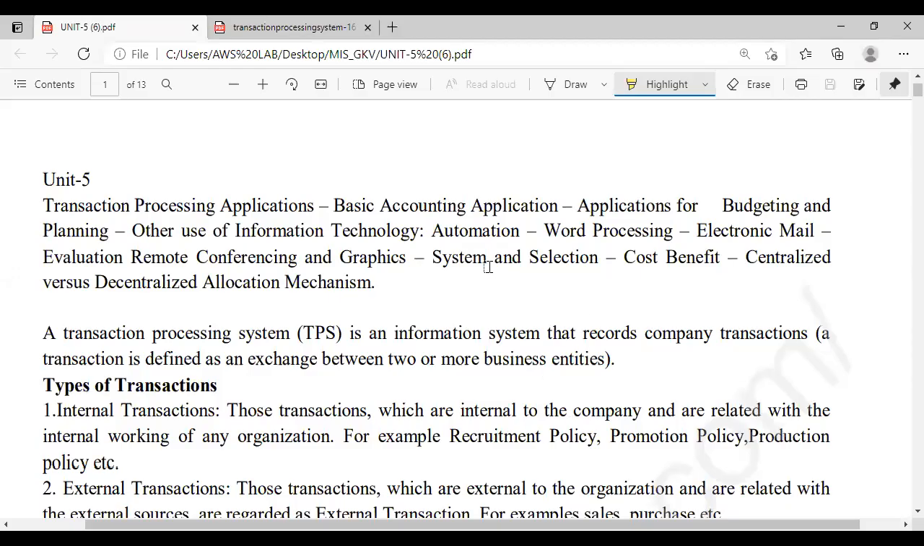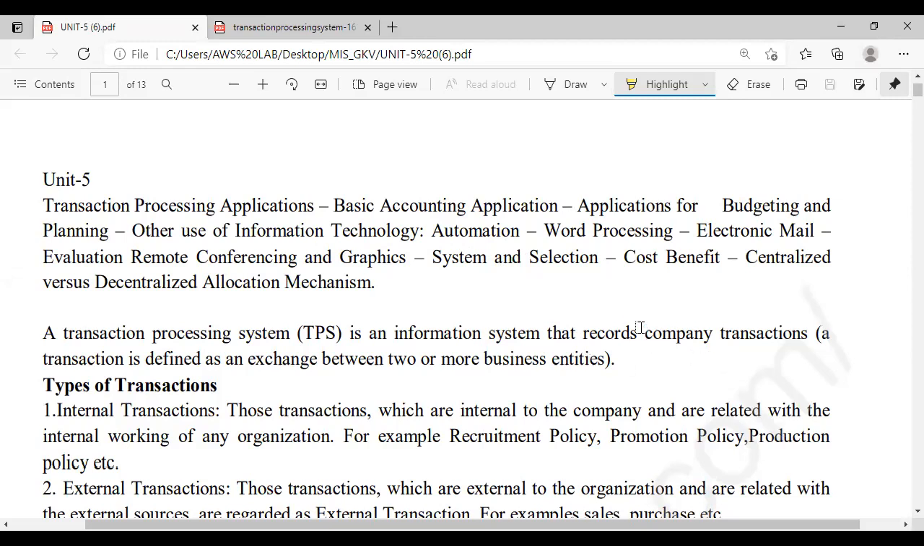In yesterday's class, we started and gave the introduction to the fifth unit. Your fifth unit is the transaction processing system. So what is a transaction processing system? I have already told you that it is an information processing system. It is also a type of information system which is going to record the company's transactions.